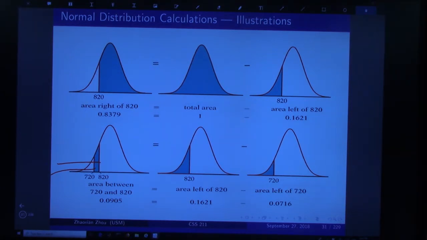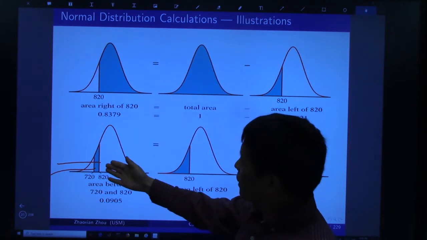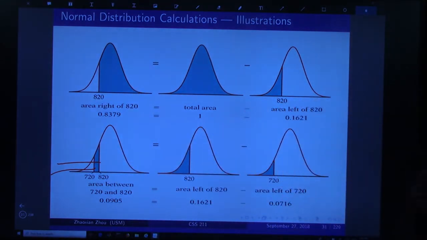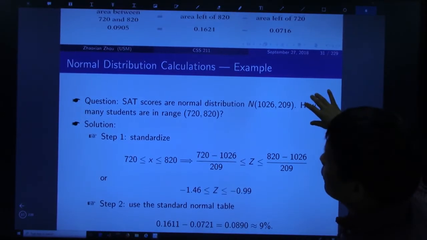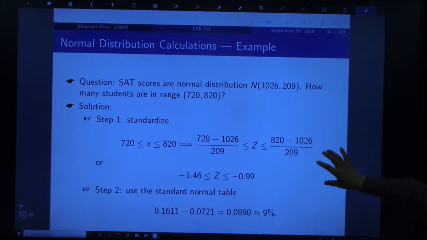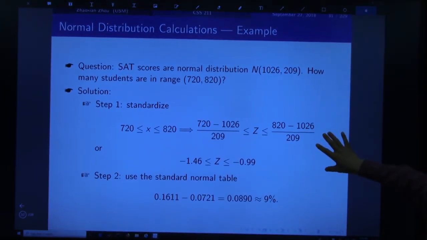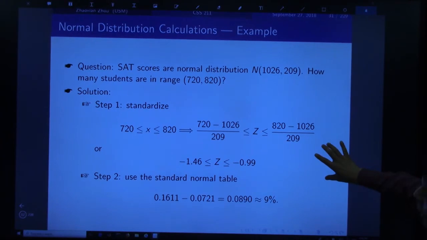Now we know the concept of this goal. We know how to use table A, and we also know how to calculate special problems like these, both of which are not given directly from table A. Now we can calculate a real problem. Here is a normal distribution calculation example. This is important, so everybody is supposed to understand this.